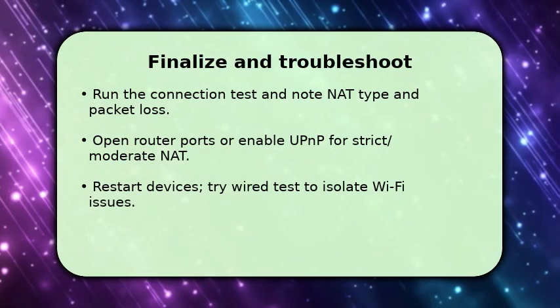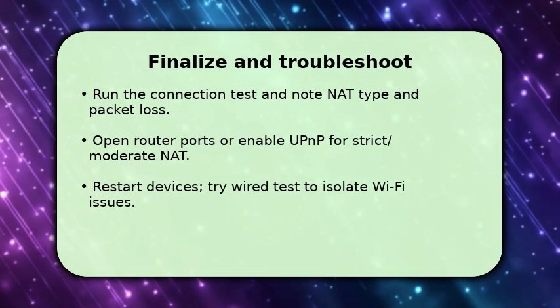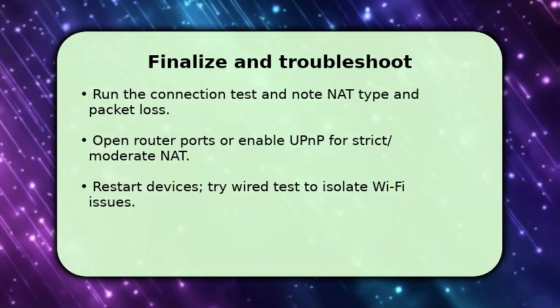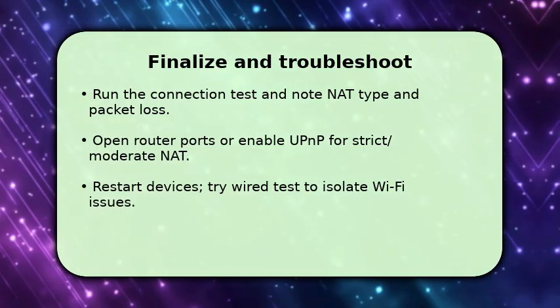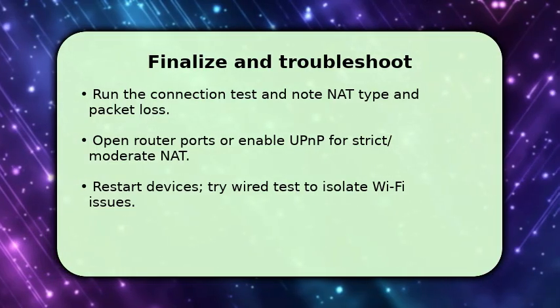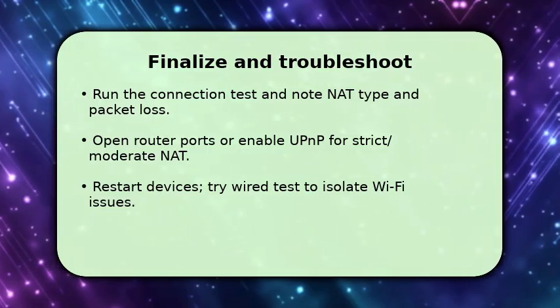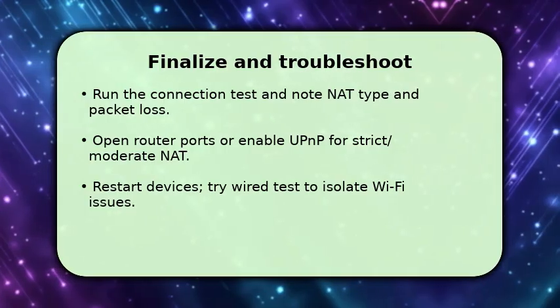Finish by running the Xbox 360 connection test and review results. Focus on NAT type, packet loss, and Xbox Live sign-in. If NAT is strict or moderate, enable UPnP or forward ports 3074 TCP/UDP on your router. This resolves multiplayer and party chat problems.